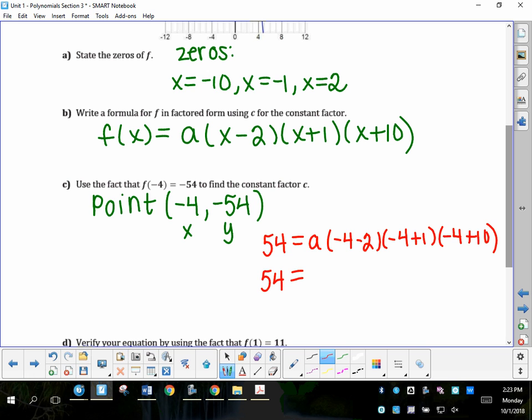You guys need to get this done quick as we're getting towards the end here. Well, it's 108, okay? So that's 108A. Divide both sides by 108. And now, what is A's actual value?